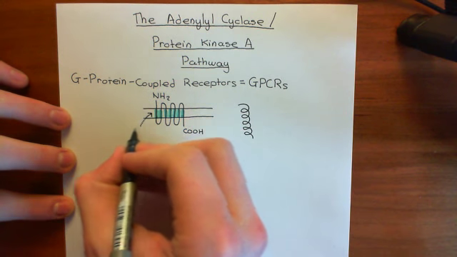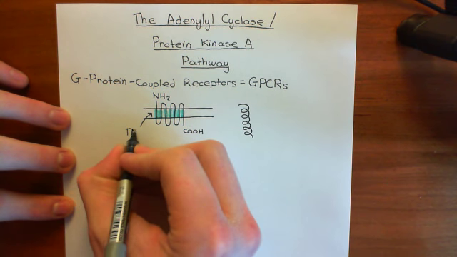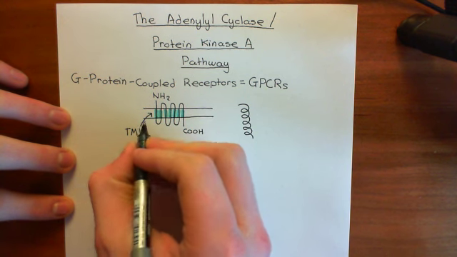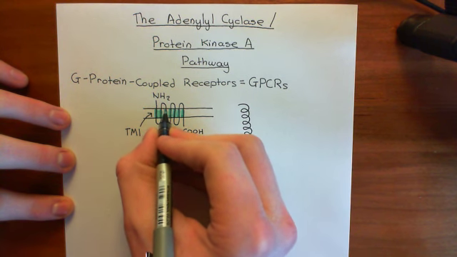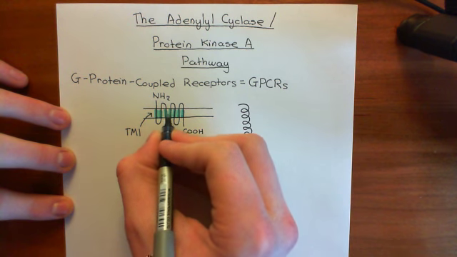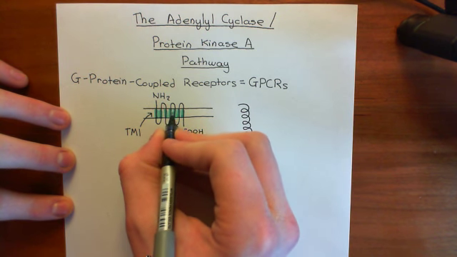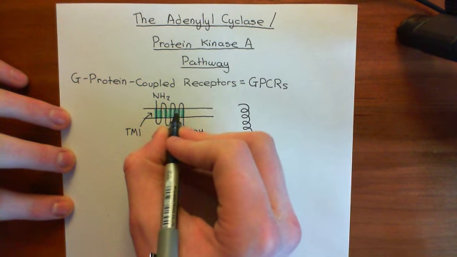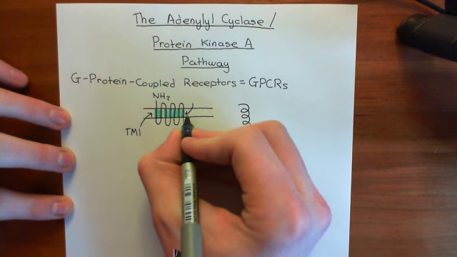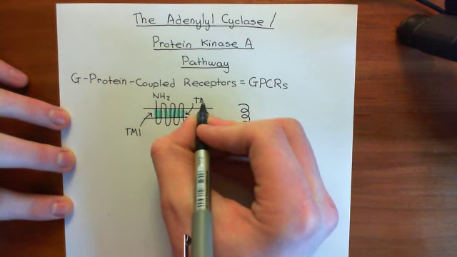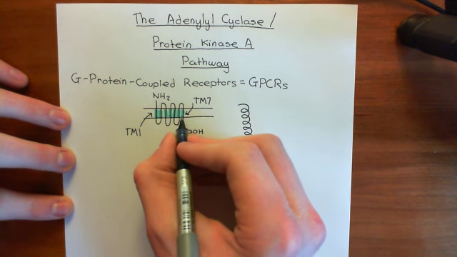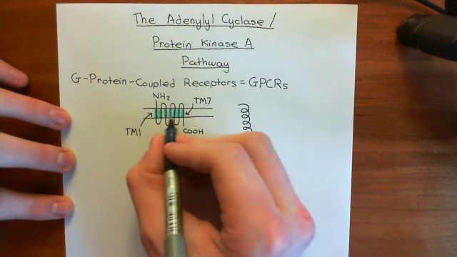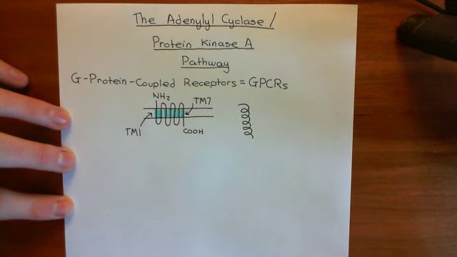Okay, so the first one is called TM1, standing for transmembrane alpha helix 1. Then we have transmembrane 2, TM2, the second membrane-spanning alpha helix. The third membrane-spanning alpha helix is then called TM3. The fourth one is called TM4. The fifth one is called TM5. The sixth one is called TM6. And then the seventh one is called TM7. Okay, so this is TM7. So we have TM1 through TM7. I've only labelled the first and the seventh because it would get awfully crowded if I labelled up all 7 of them.